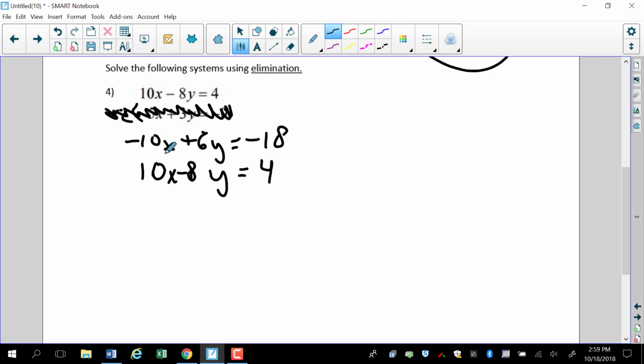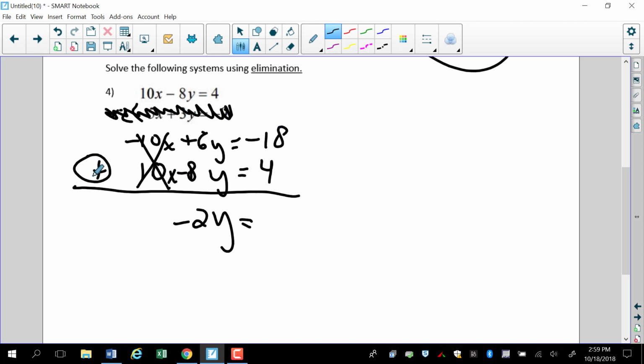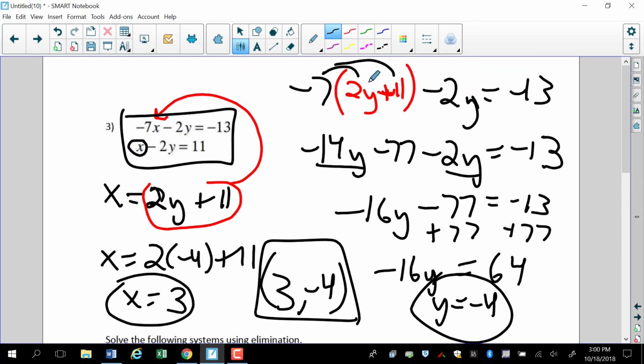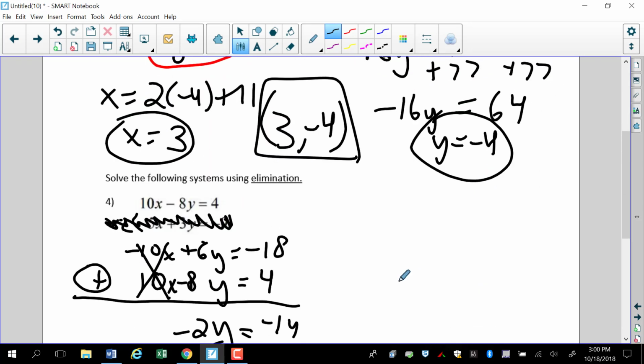And what's nice is these right here will eliminate if I add them. Negative 10 plus 10 is 0 x's, so these just eliminate. 6 plus negative 8 is negative 2y. Negative 18 plus 4 is negative 14. So y equals 7. And why that's nice is you notice how much shorter this was to get to our answer for y than this one was. We had to do all this work here, where this one's a little bit shorter.